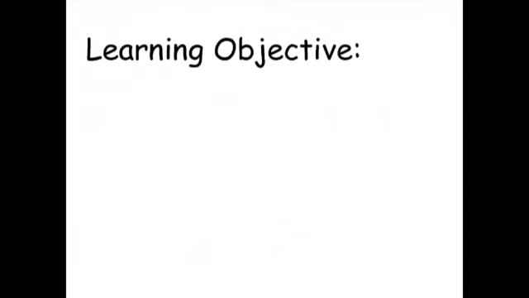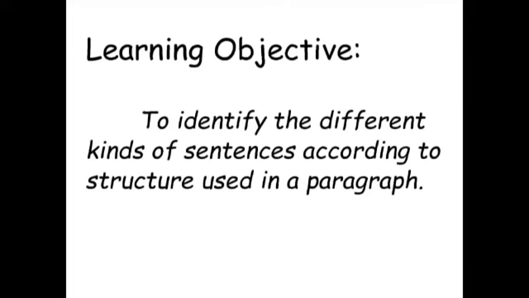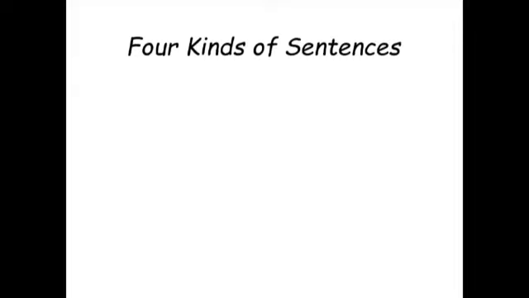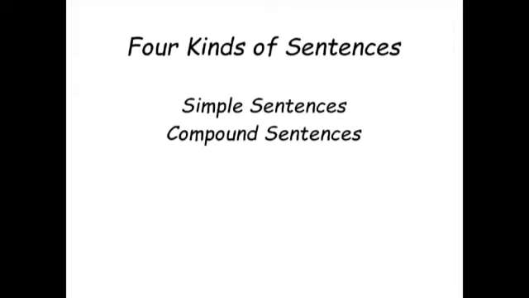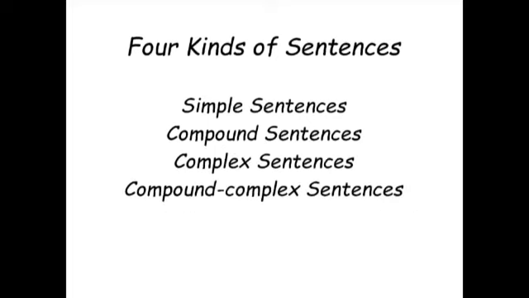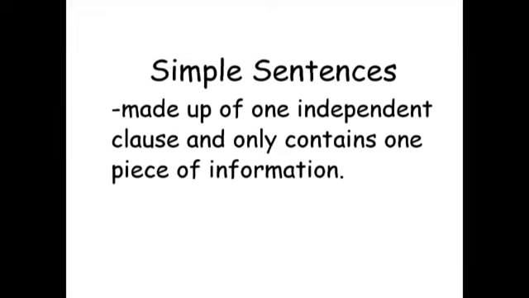So our learning objective for this video is to identify the different kinds of sentences according to structure used in a paragraph. Now, we have four kinds of sentences, namely simple sentences, compound sentences, complex sentences, and compound complex sentences. We are going to start first from simple sentences. Simple sentences are made up of one independent clause and only contain one piece of information.